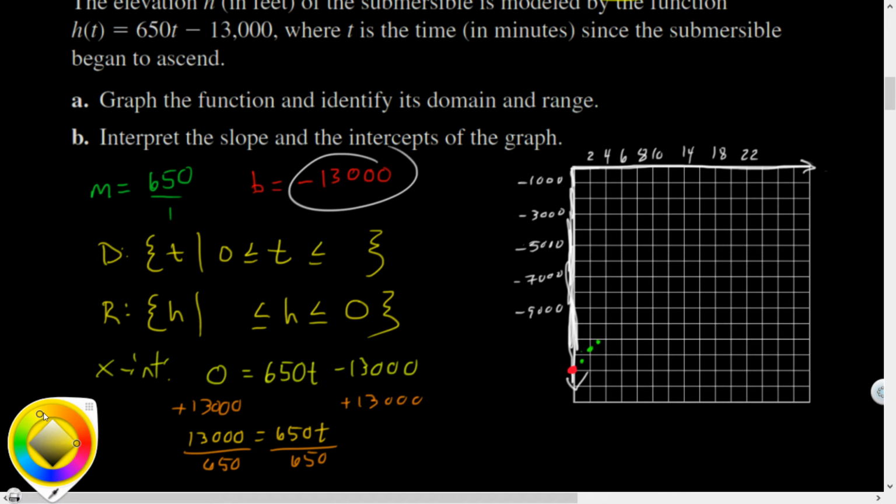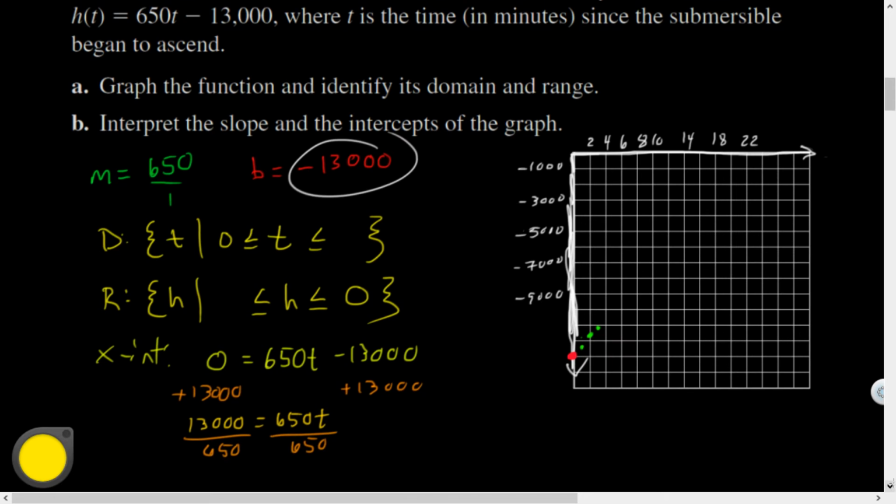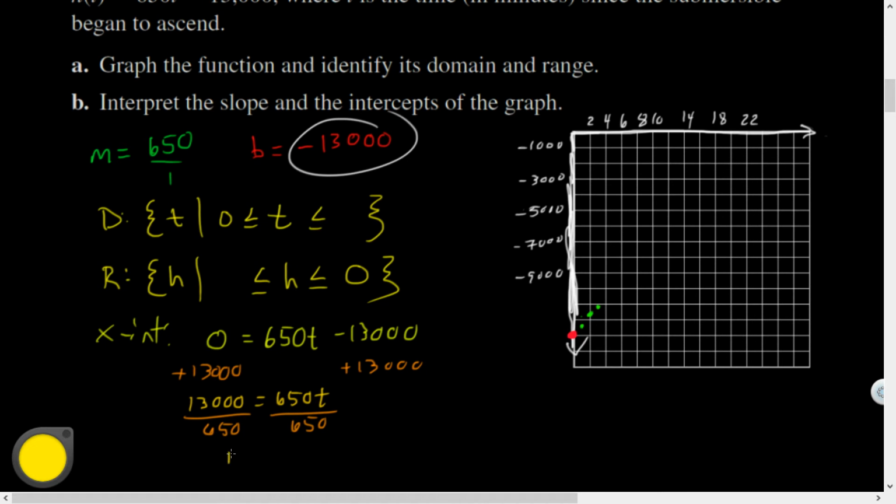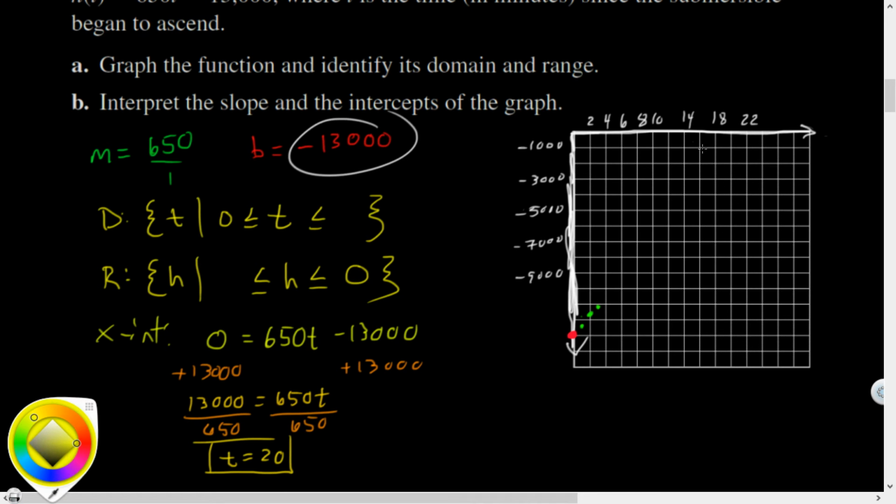And let's see, I'm grabbing a calculator on this one, friends. 13,000 divided by 650 happens to be an even number, like an integer. Wow, I get t equals 20. That means it takes 20 minutes for it to ascend, and that means our x-intercept is right here at 20 minutes. Wow. So now let's draw that line.